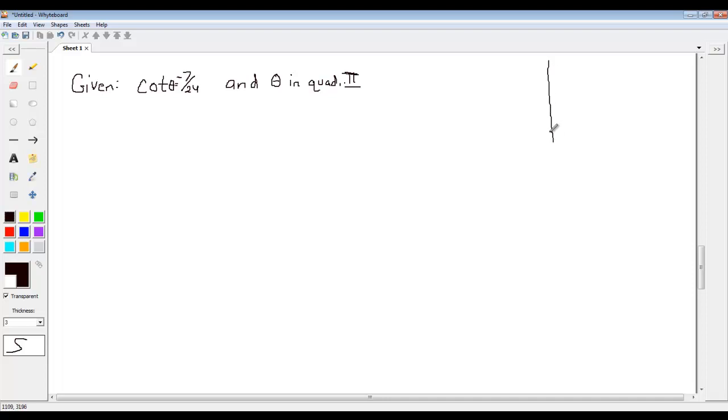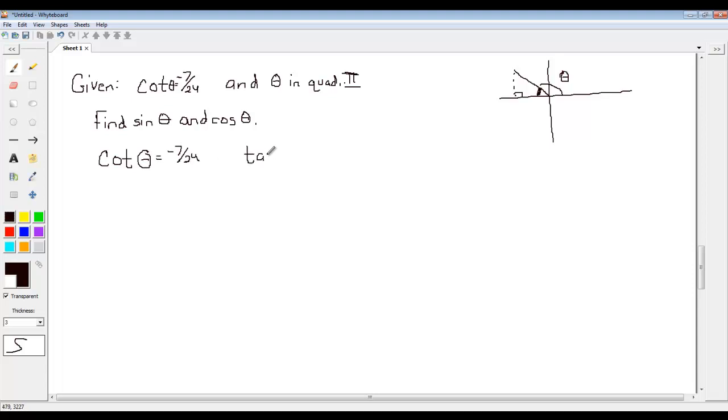If you're sketching this, this must be your theta right here. But you can always draw a reference triangle and work with that. They want us to find sine theta and cosine theta. If we know that the cotangent is negative 7 over 24, then the tangent must be negative 24 over 7.